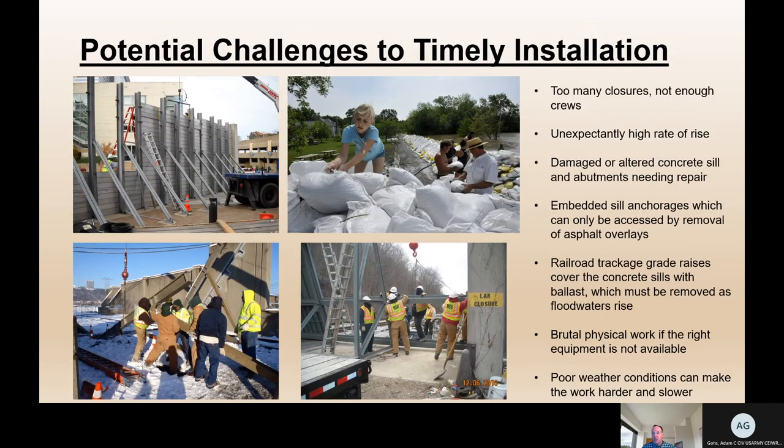And the potential challenges to a timely installation, like we said: too many closures, not enough crews. The river could rise at a higher rate than it usually does. You might have to repair some problems to the damaged abutments or sill. You may have to remove that asphalt overlay over the sill anchorages, or you may need to remove railroad ballast, ties and rails to get to the sill under a railroad closure.